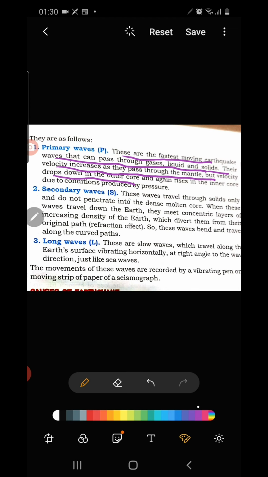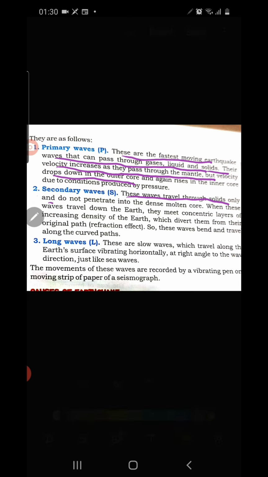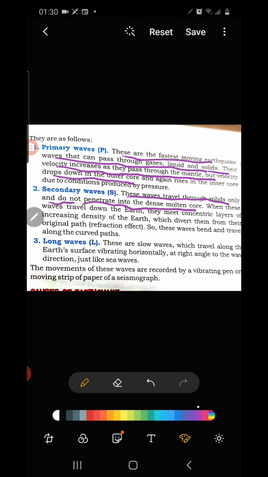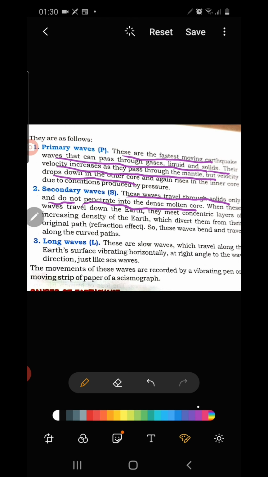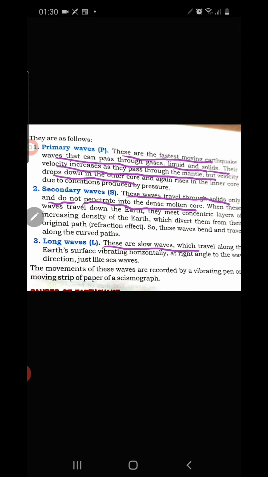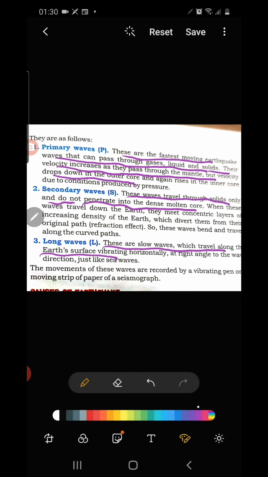Then secondary waves, these are the waves that travel through solid only. They can only travel through the solid, and they cannot penetrate into the dense molten core. Understood? So next are the long waves. These long waves are very slow waves, and they travel along the surface of the earth. So understand the difference. Primary waves can pass through gases, solid and liquid. Secondary waves can pass only through the solid, and long waves pass only through the surface of the earth. So according to their nature, scientists study the interior part of the earth.